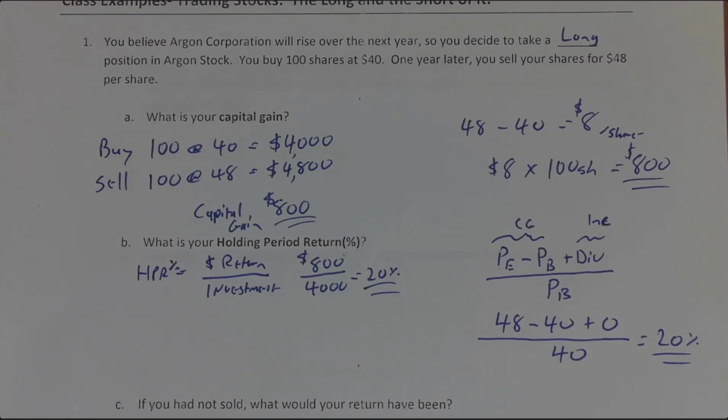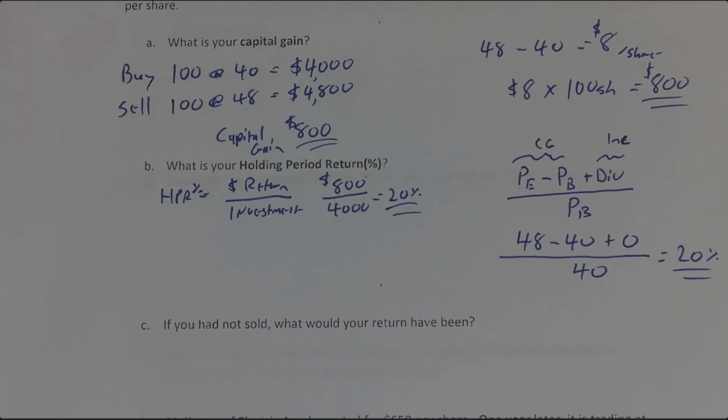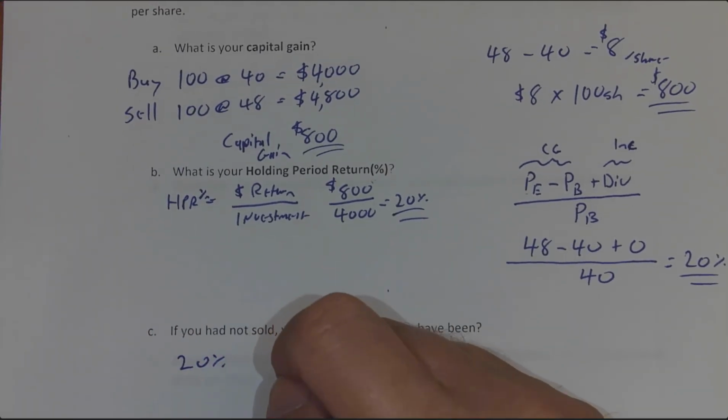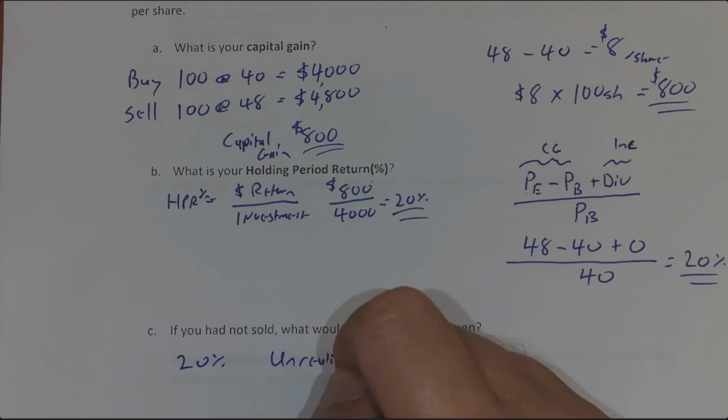So part C then says, if we had not sold, what would our return have been? This is actually kind of a trick question. It doesn't matter whether we sold the stock or not. Our return is the same. Our return would still be 20%. It would just be an unrealized return.